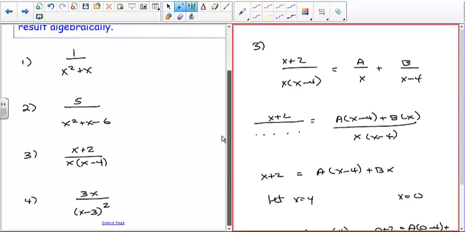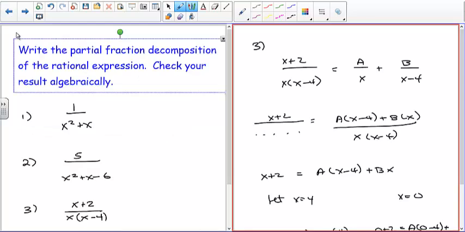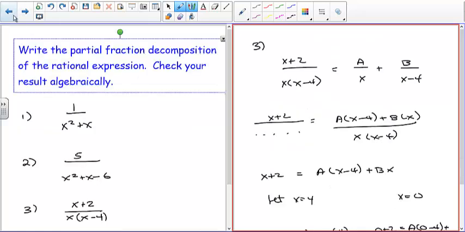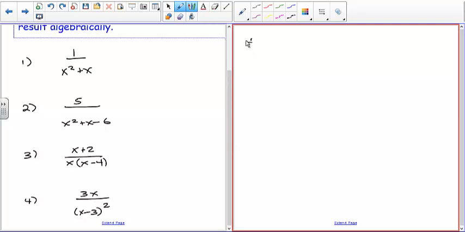Okay, number 4, this is what we would call repeat linear factors. And let's add the page. But first let's get rid of that one page. So the last one is a repeat linear factor. So in that case, what you do is you take one of the linear factors, put that over a, and then you have b over x minus 3 quantity squared. So the second denominator is the same as that denominator.